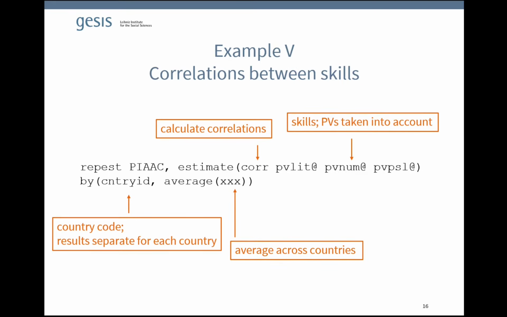The last example is on the correlation between all three skill domains. So we use the corr command. We include all three skill domains and could include even more variables here. With the by option, we calculate the results separately for all countries in our dataset. And with the average option, we can also calculate the average over countries.